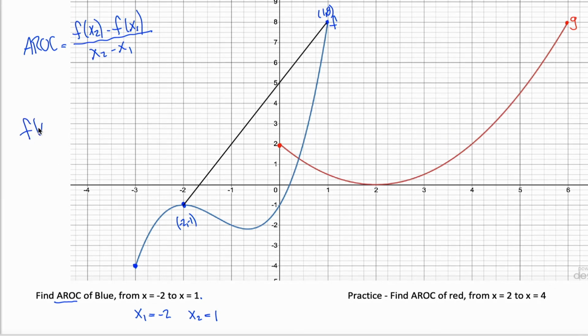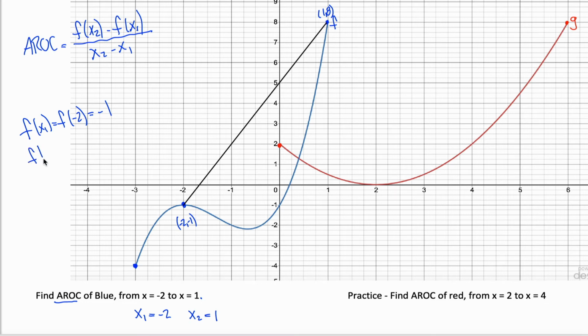f of x1 is just the same as f of -2 because x1 is -2. f of -2 is just asking me the question, what comes out of this machine when I put -2 into the machine? In other words, what is the y coordinate that corresponds with an x coordinate of -2? Based on this point right here, the y coordinate appears to be -1. Therefore, f of x1 is just -1.